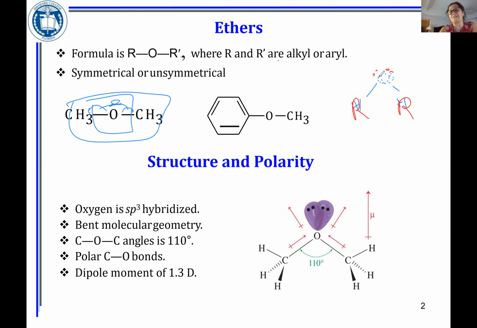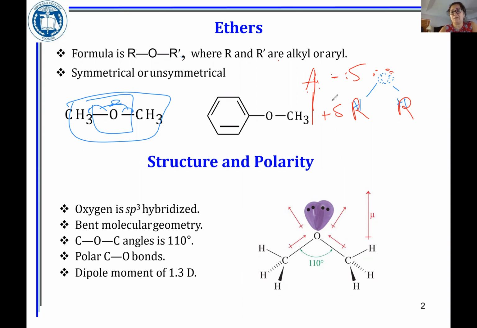Means the oxygen has 2 pairs of unshared electrons. That makes this molecule a polar molecule, where the oxygen side is slightly negative and the alkyl side is slightly positive. So the dipole moment or the polarity of the molecule is toward the oxygen. That makes the ether a polar compound in general.